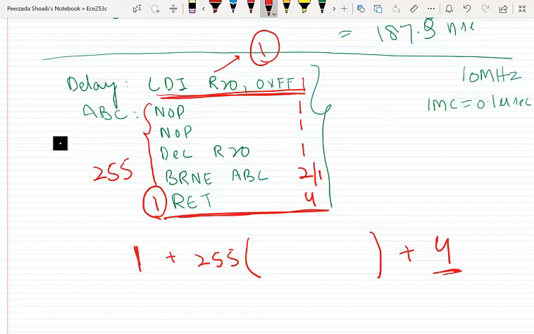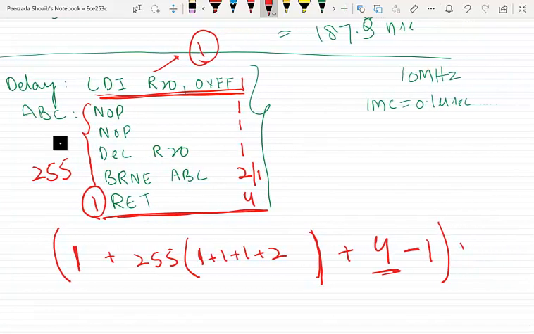So what's the time delay of these 4 instructions? 1 plus 1 plus 1 plus 2. But the 255th time when BRNE runs, it will take only 1 machine cycle, so that one I will subtract here. So this is the total time delay. And what is the duration of each machine cycle? It is 0.1 microseconds, so I multiply by 0.1 microseconds.